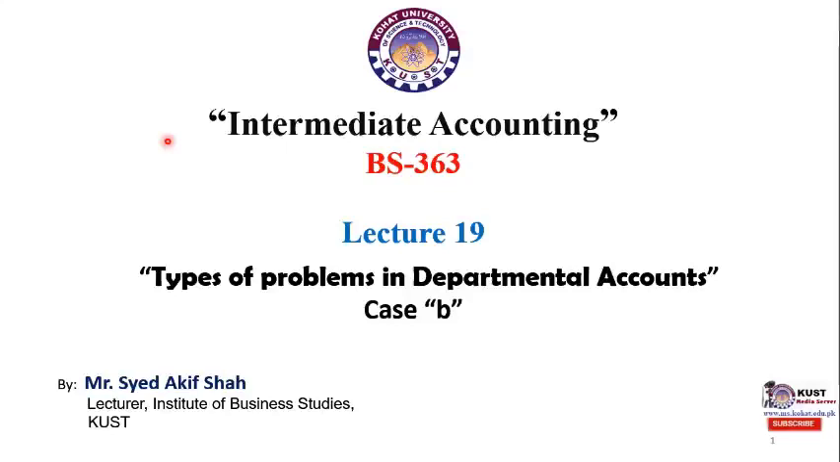The title of this course is Intermediate Accounting. The course code for this subject is BS 363. This is lecture number 19, and the topic for today's discussion is types of problems in departmental accounts under case B.